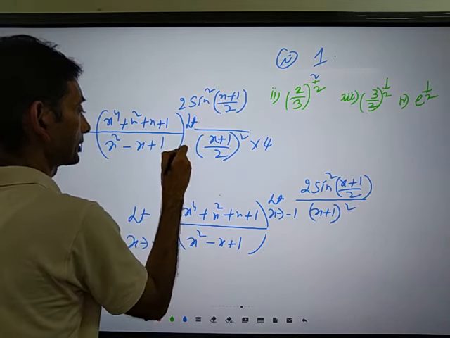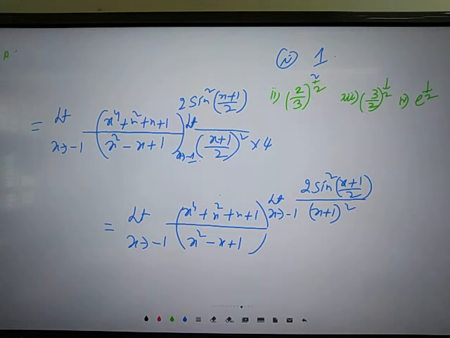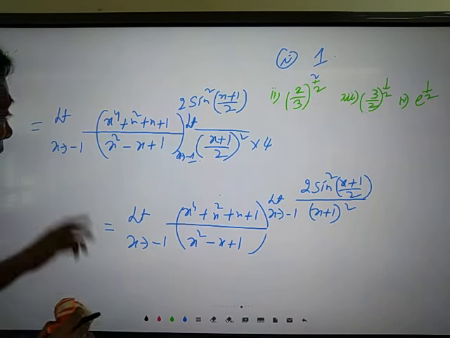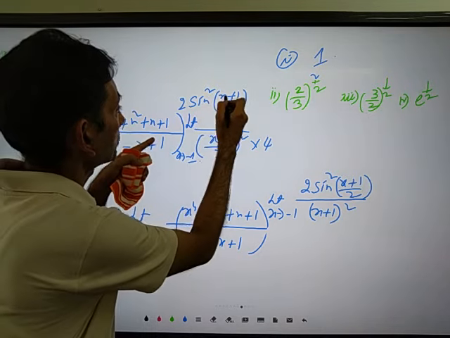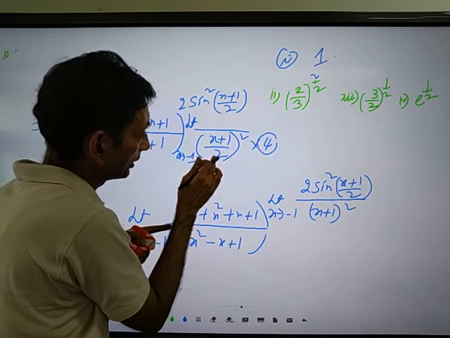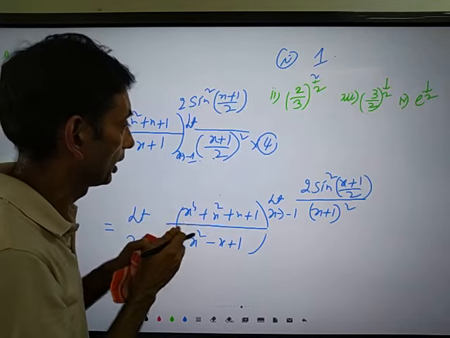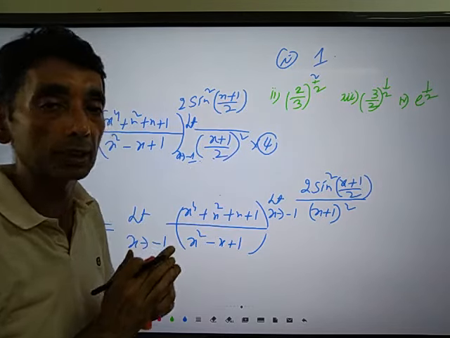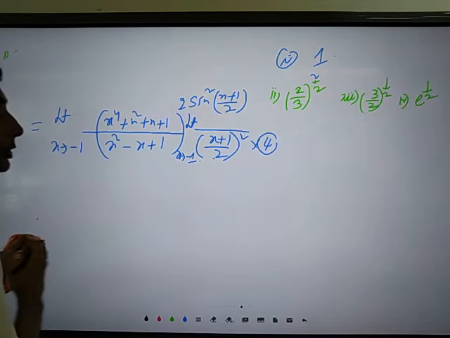Limit x tends to minus 1. Now, okay, let's see. This is sine square((x plus 1) by 2). This is ((x plus 1) by 2) whole square. Why have I written 4? Because I am introducing a 4 in the denominator of x plus 1. It is 2 square, 4, so I need to multiply by 4. So I can take the limit now, because we are going to use this formula.